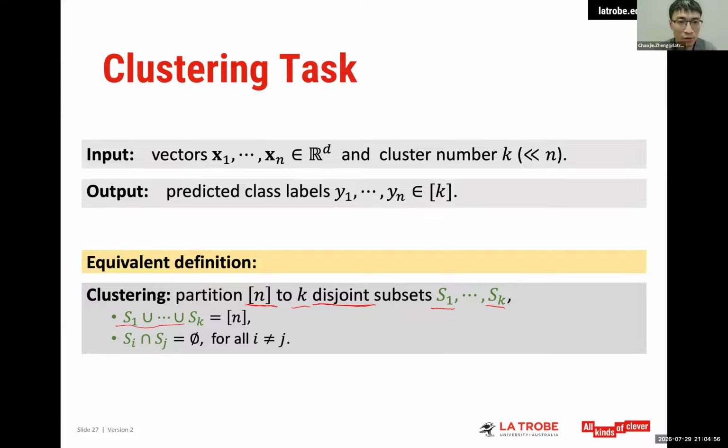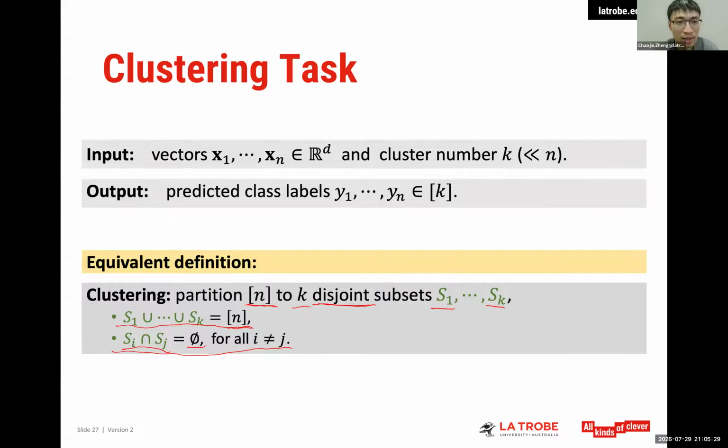So here are the two constraints we get. The union of all these subsets should be equal to the entire data set. And the intersection between any two subsets would be an empty set. That means there will be no subsets sharing common data points.